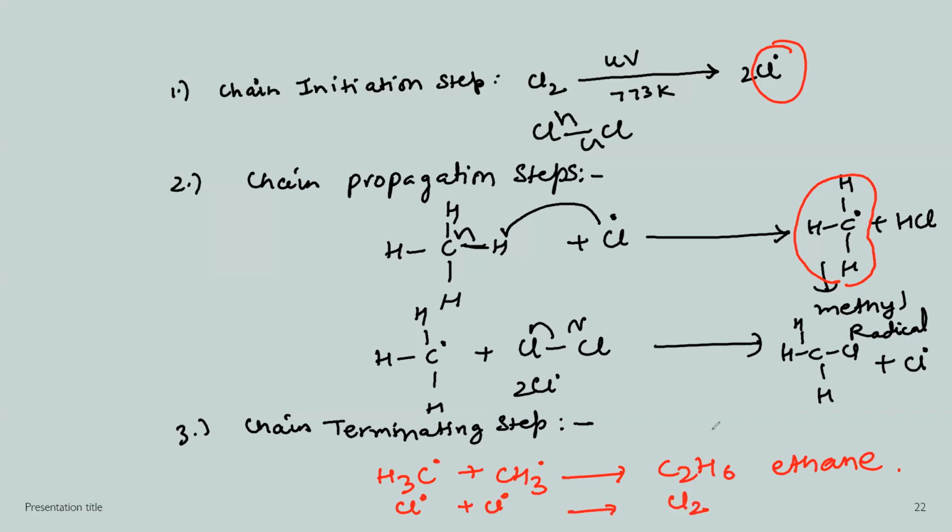And the third possibility, we have a methyl radical and a chlorine radical. They both can combine together. So CH3 radical plus Cl radical can combine to form CH3Cl. Fine. So these are the major steps: chain initiation step, chain propagation step, and chain termination step. I hope this is clear.